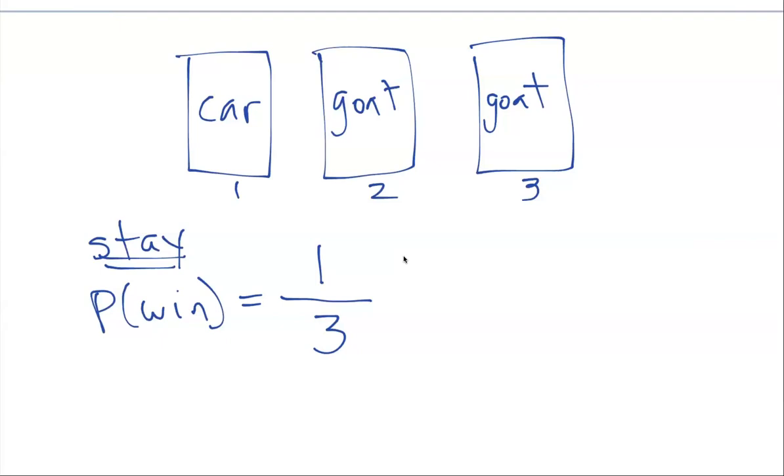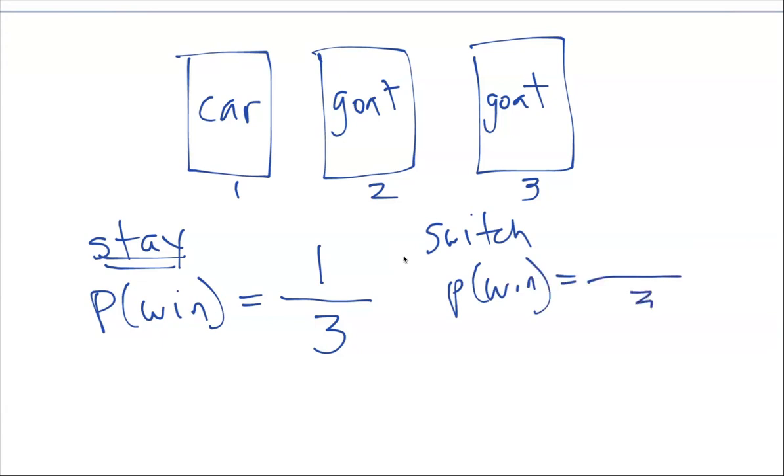Okay, now how about if we switch? What's the probability of winning, right? We still have 3 choices, right? So I still know the bottom number is 3. But how do we win if we switch? Well, let's look at each case.